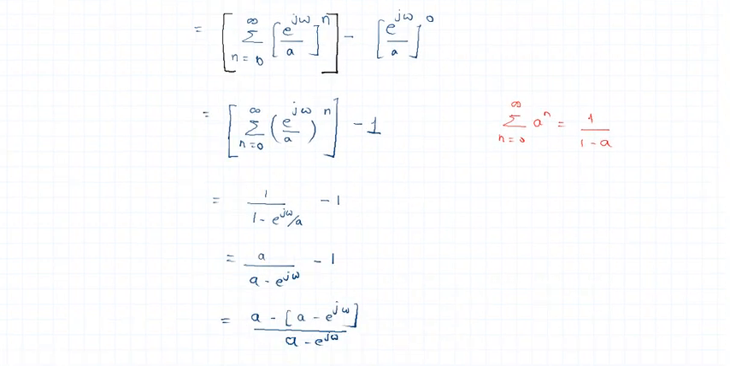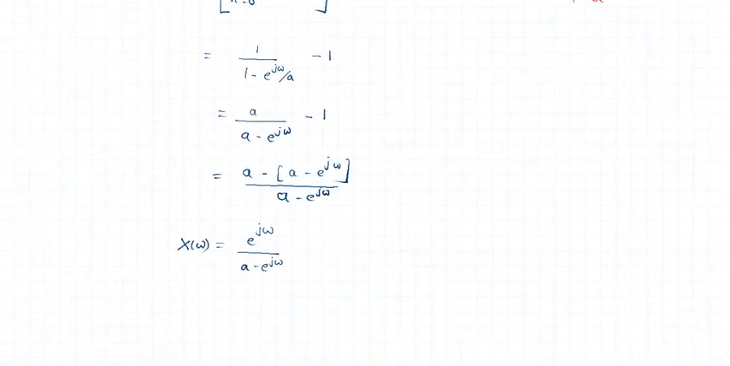Correct? We now need to simplify it. The simplification is done by first of all adjusting this a into the numerator. So we get a upon a minus e raised to j omega. Then we have further cross multiplied and simplified the sum, and what we get is e raised to j omega divided by a minus e raised to j omega. So this is the equation of the Fourier transform for the given problem. This is what we got as the DTFT of the given discrete time signal.